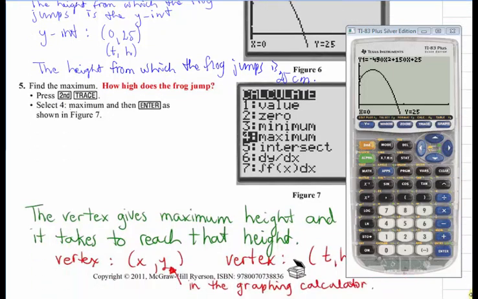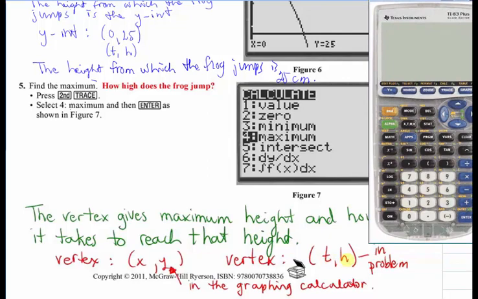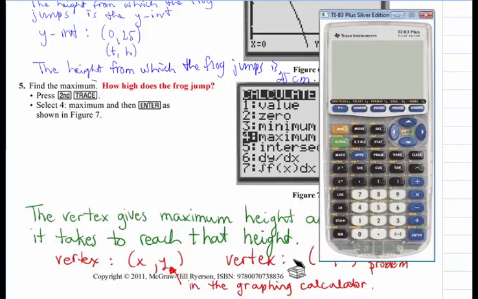Okay, so what we're going to look for then, because words like maximum and minimum should suggest to you vertex, we're going to look for the vertex. Okay, and the vertex will give the maximum height and the time that it takes to reach that height. The vertex in your calculator is at x and y, but the vertex in the problem, okay, is t and h. So let's get our vertex. We're going to go second trace. We have a maximum, so we're going to choose 4. So type in 4. And we need to do a left bound and a right bound. Okay, notice it says left bound, so I'm just going to move my cursor a little bit closer to my vertex.